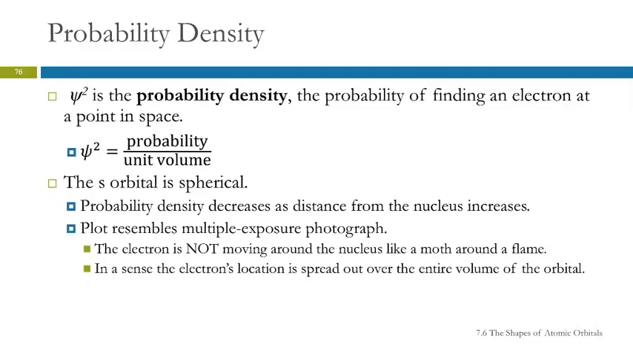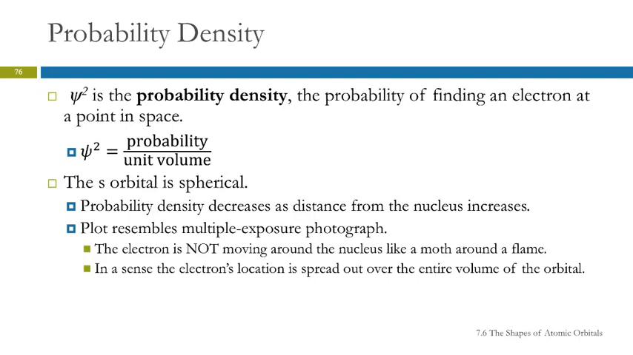So probability density, psi squared, is the probability of finding an electron at a given point in space. We could express that as the probability divided by the unit volume. An s orbital is spherical. That's kind of convenient: s and spherical starts with s.